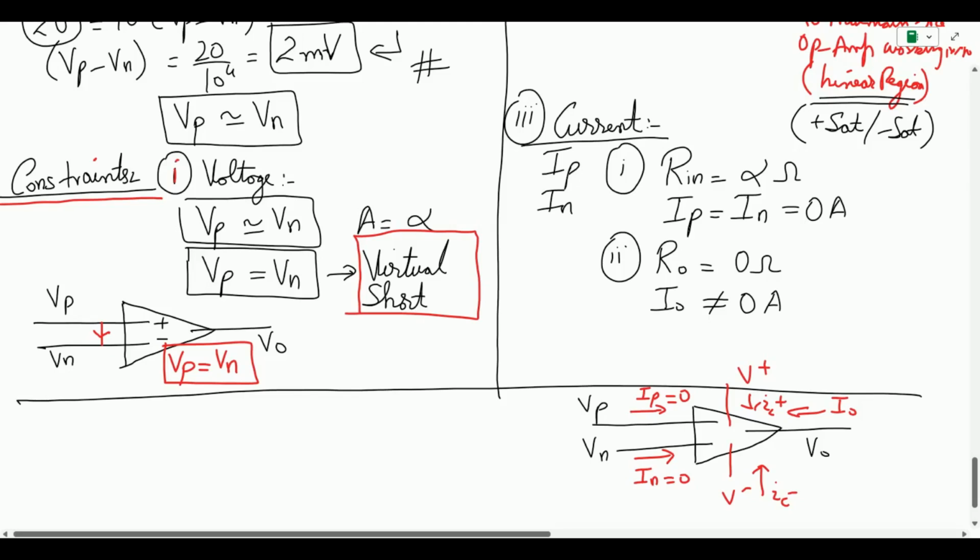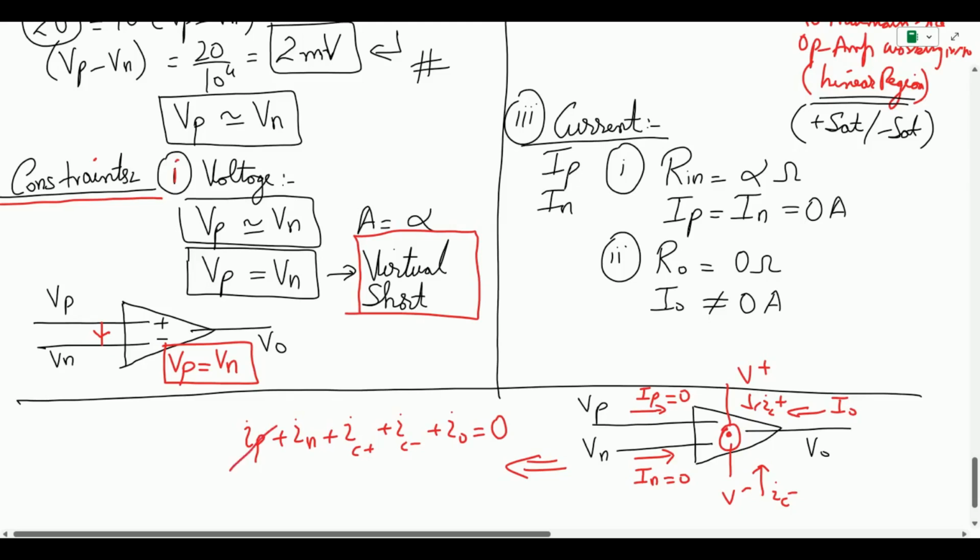So let us apply KCL, considering that all the currents are entering into this node, and that node is the op amp. Given this scenario, let us say Ip plus In plus Ic positive plus Ic negative plus I0 is equal to 0. All the currents entering I have taken as positive, so the sum equals 0.